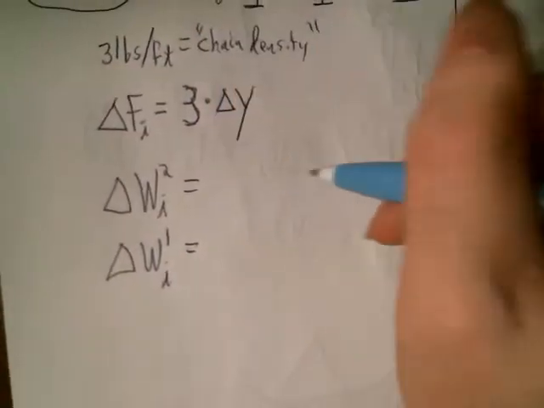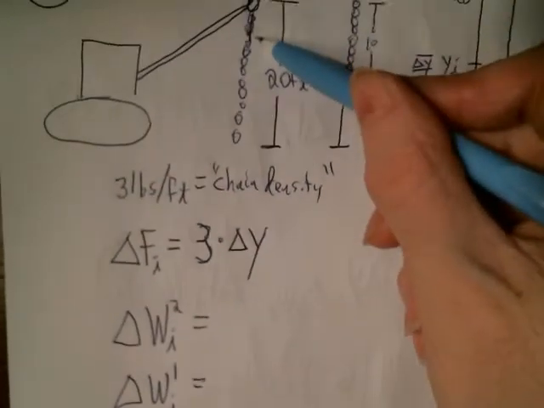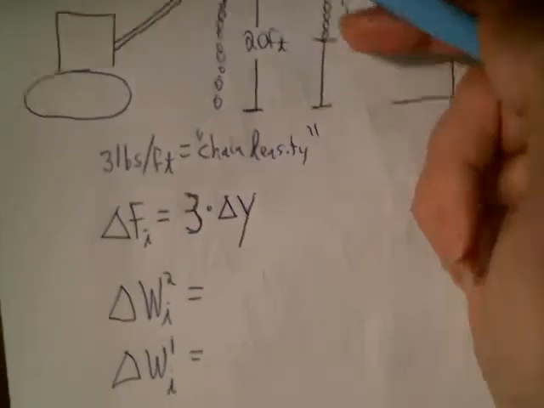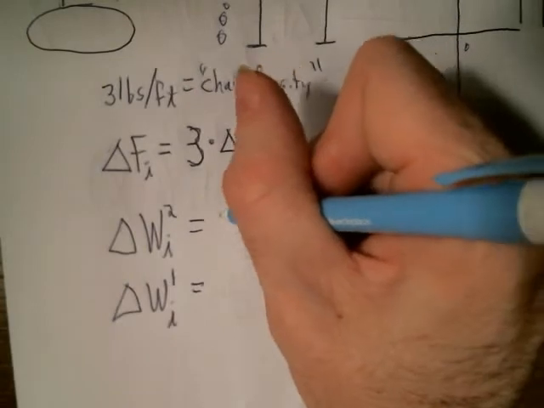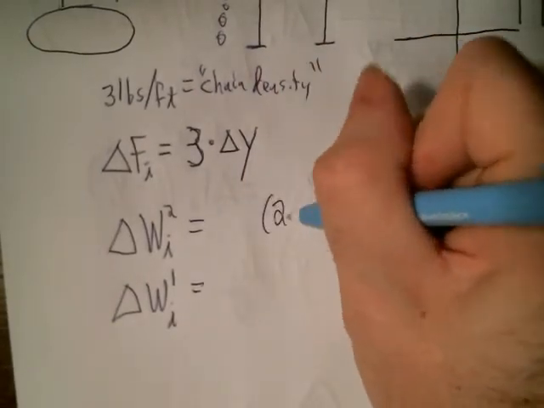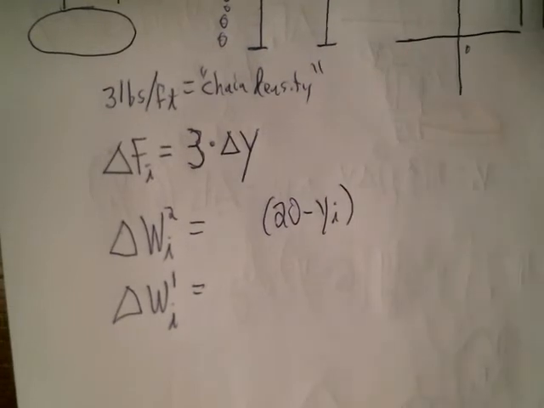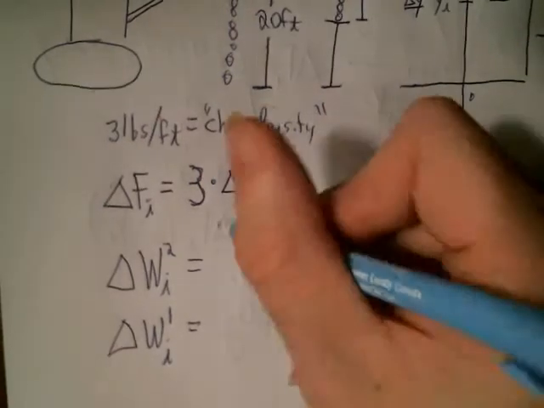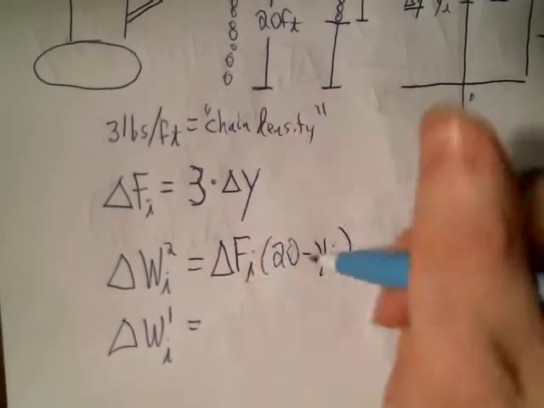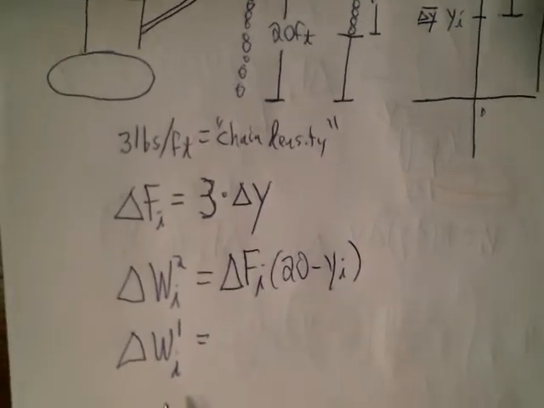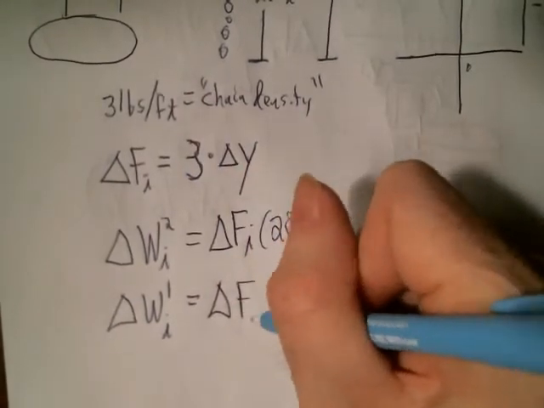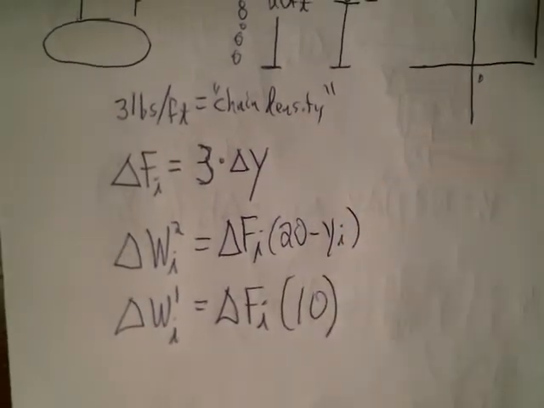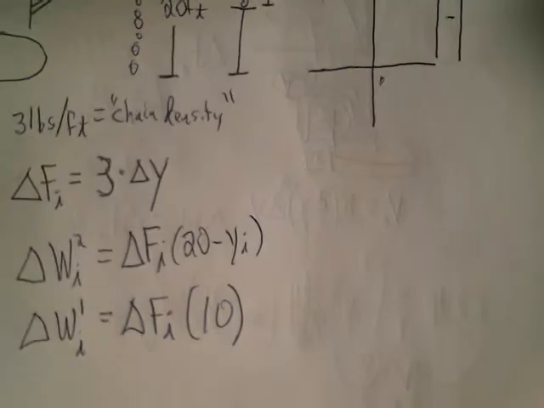Okay, so for any particular bit of chain in this interval from 10 to 20, the distance traveled will be 20 minus the position of the chain. And then, of course, we have to multiply that by the force increment, because work is always force times distance. For the other guys, then, it will just be F sub i times the distance traveled, which will always be 10, right? Okay, so we need 2 integrals in this situation.